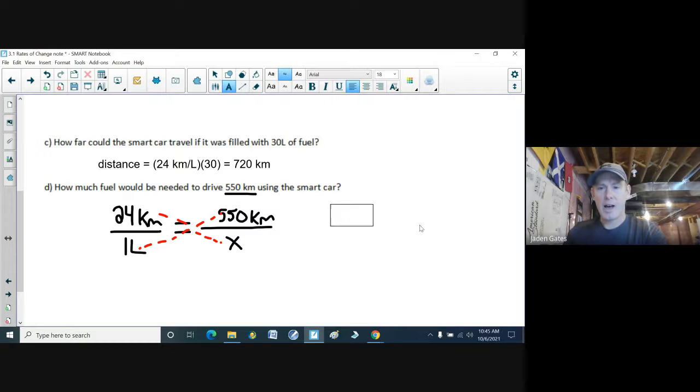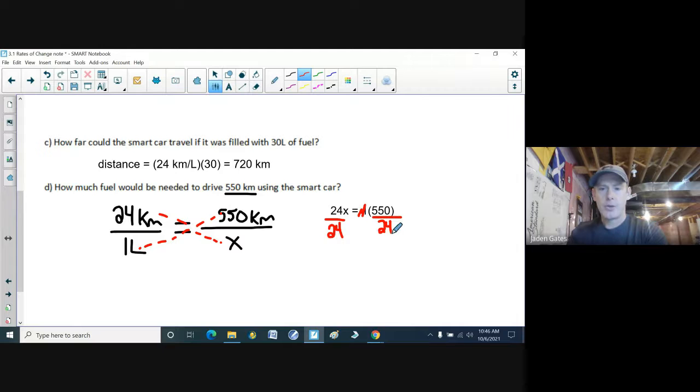All right, so I have 24 times x is equal to 1 times 550. Well, that's just 550. And so I can just get rid of this 1. And so now I'm going to get x by itself. I'm going to divide both sides by 24. And so that will divide our 24s out. And now we're just left with x, which is the amount of fuel we're looking for.